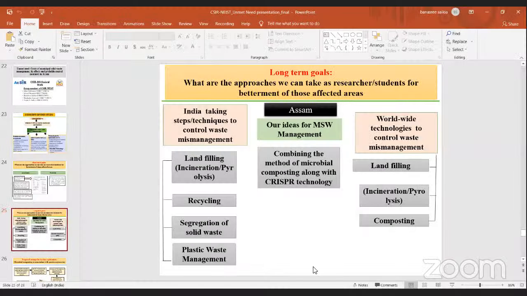Some districts which we chose, the PPT is not visible. The side of the PPT is not visible, but you can remove the PPT. Yeah, now it is coming up. Yeah, go ahead.